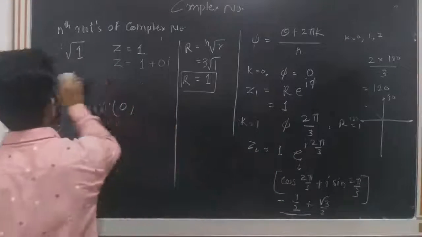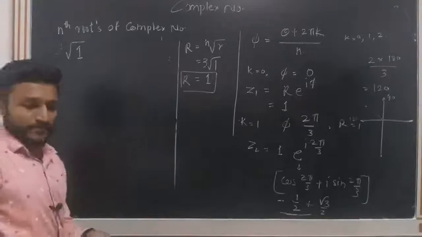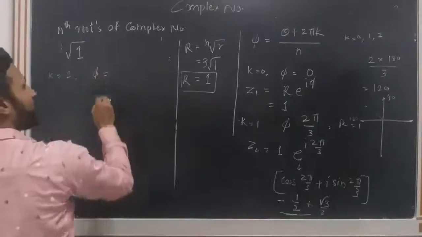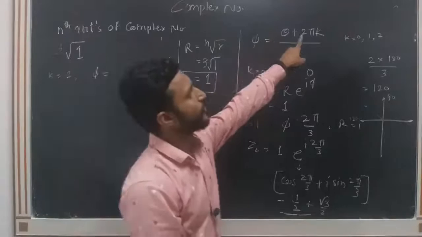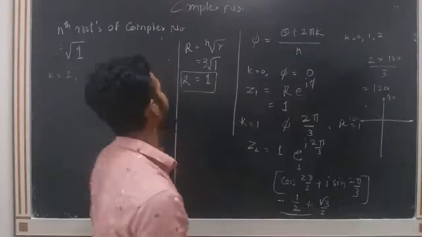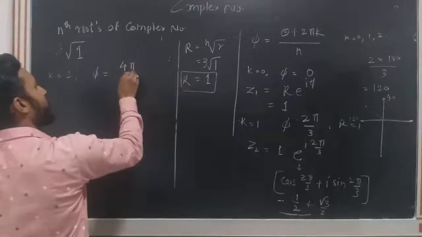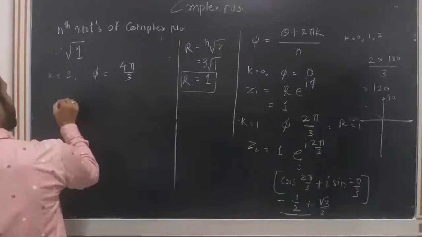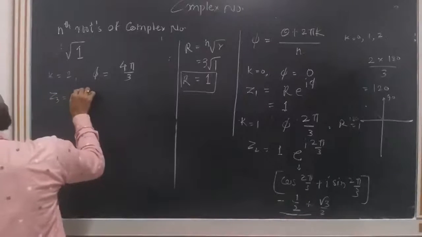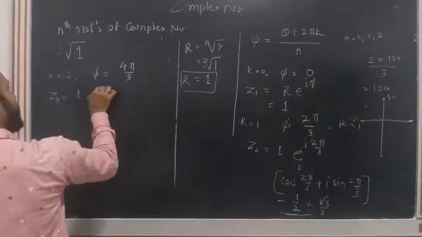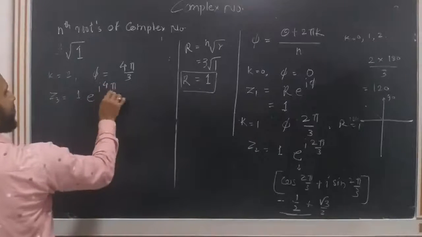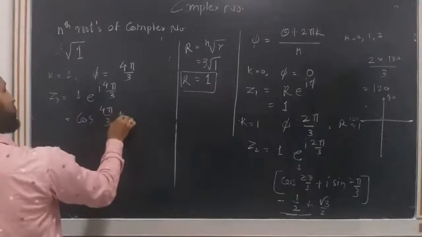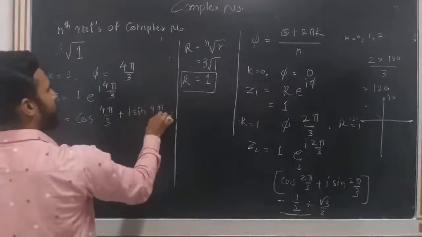Now the third root, for k is equal to 2. What is the value of phi? Theta is 0, 2 pi into 2, so 4 pi by 3. And r is equal to 1. So therefore Z3 equals 1 into e raised to I 4 pi by 3, again cos 4 pi by 3 plus I sin 4 pi by 3.